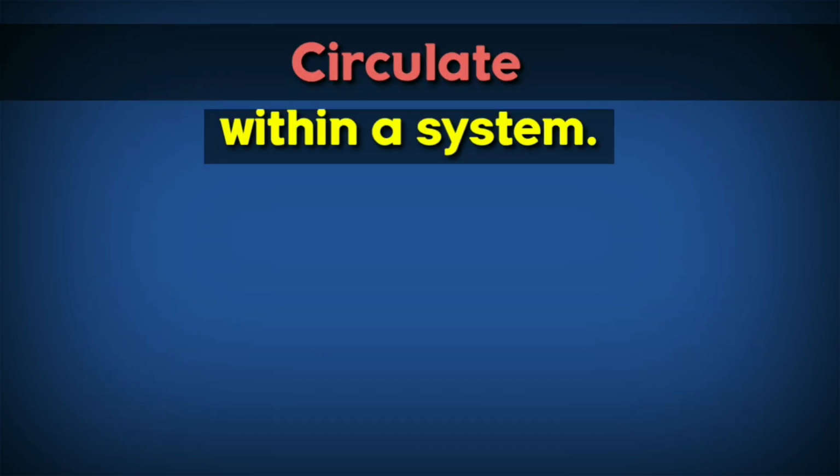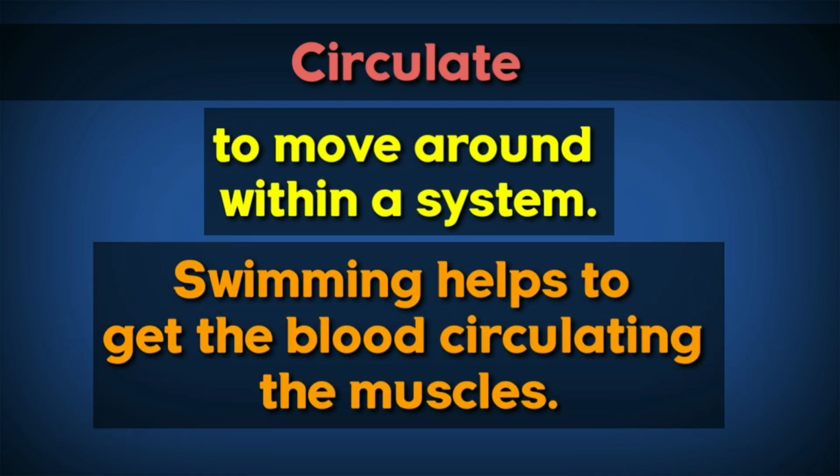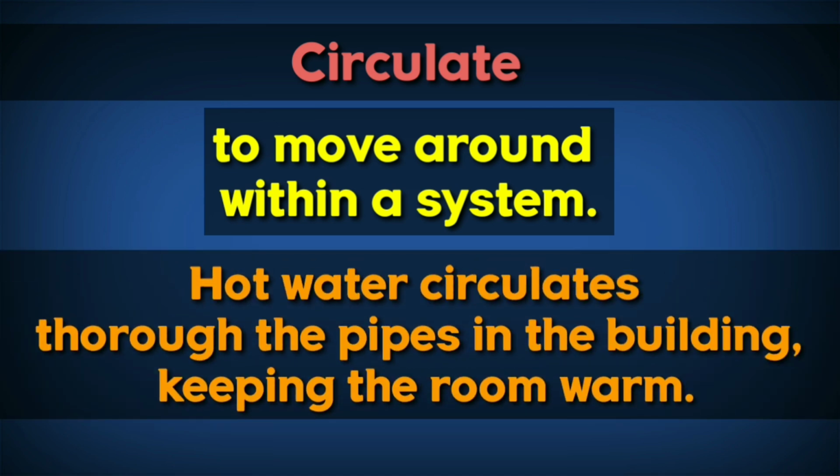Circulate. Circulate means to move around within a system. For example, swimming helps to get the blood circulating in the muscles. Hot water circulates through the pipes in the building, keeping the room warm.